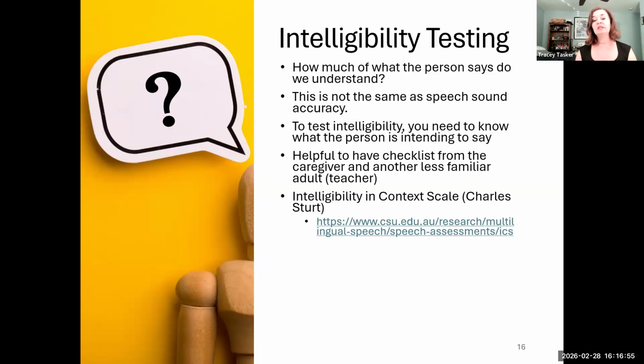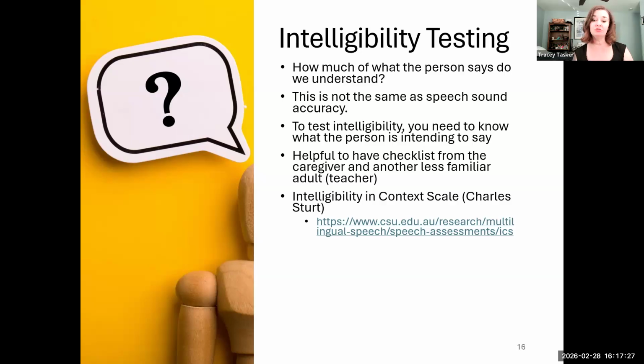As I mentioned, it's important if you're doing on-the-spot intelligibility testing to know what the person is saying. But I think it's even more helpful to have a checklist from someone who knows the child well and someone who's less familiar. So if I'm doing an assessment, I may give a checklist to the parent, and I'll ask them to fill it out and ask someone less familiar, can you give it to the child's teacher or even another family member who doesn't see the child on a daily basis?